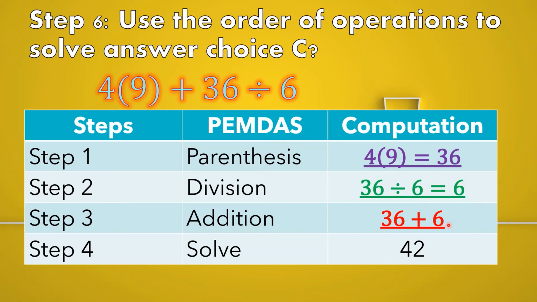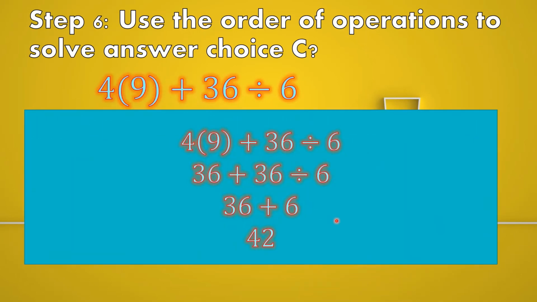We're getting our numbers from doing the operations, and this is what your work should look like. You should have had 4 times 9 gives you 36. And then 36 divided by 6 gives you 6. 36 plus 6 gives you 42.